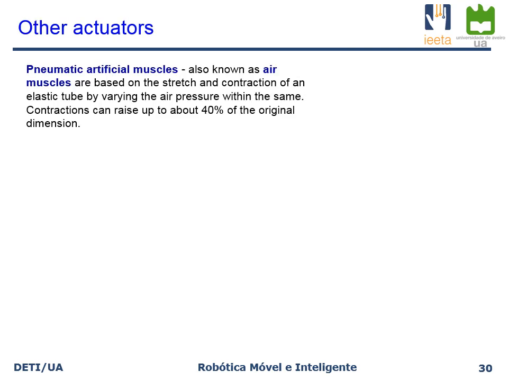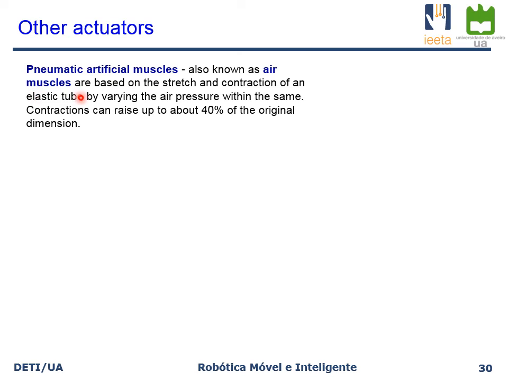To end this class, we will just refer briefly to other types of technologies that you can currently find and that can be used within mobile robotics. The first one is known as pneumatic artificial muscles. These are also known as air muscles and are based on the stretch and contraction of an elastic tube by varying the air pressure within the same tube.